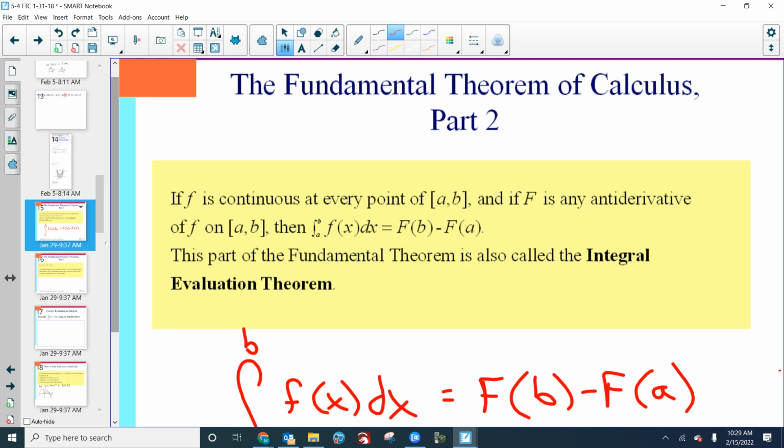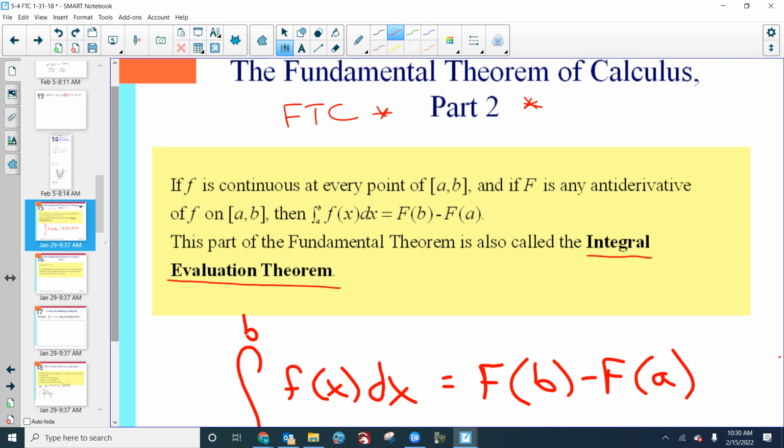All right. Next, the fundamental theorem of calculus, part 2. Now, we have been doing this. If you want to formally write it down, go for it. It's the capital F of B minus capital F of A. It's called the integral evaluation theorem, or FTC part 2. I'll call it FTC part 2. Capital F of B minus capital F of A. It's how we find area between the function and the x-axis.